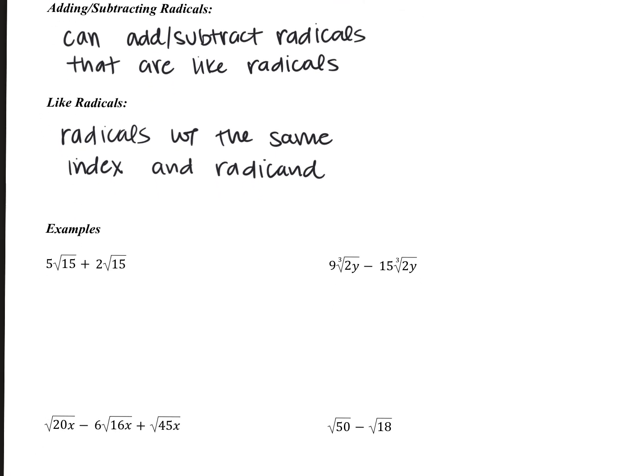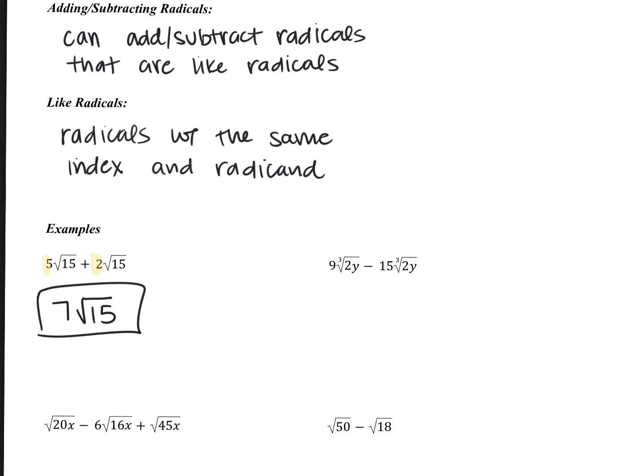So our first example, we have 5 square root 15 plus 2 square root 15. So we have to ask ourselves, are these like radicals? And this answer is yes. They're both square roots, and they both have 15. So when we're adding like radicals, we add the numbers that are in front of the radicals. Just like if I were adding 2 variables. If I had 5x plus 2x, I would add 5 and 2 and I get 7x. It works the same thing with radicals. So we'll get 7 square root 15.